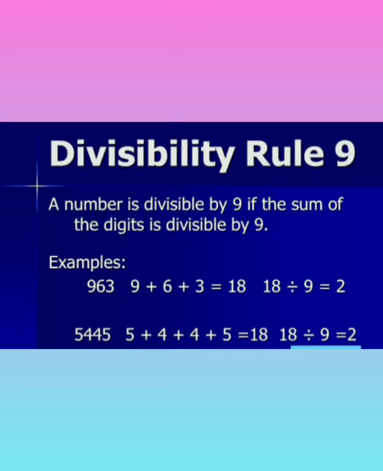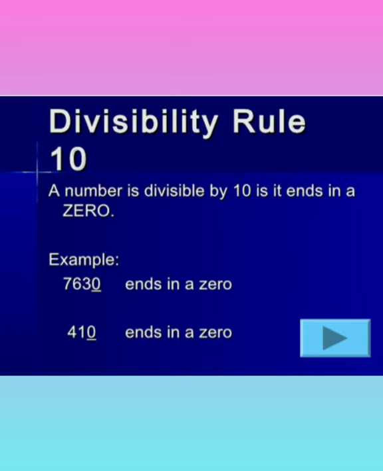Clear? The next rule is divisibility by 9. A number is divisible by 9 if the sum of its digits is divisible by 9. Okay, if the sum of its digits is divisible by 9, means that the number will be divisible by 9. So I take one example, 963. I add all the digits, 9 plus 6 plus 3, it is 18. So 18 comes in the 9th table. So it will be divisible by 9.